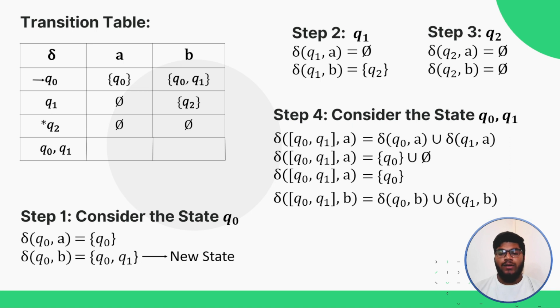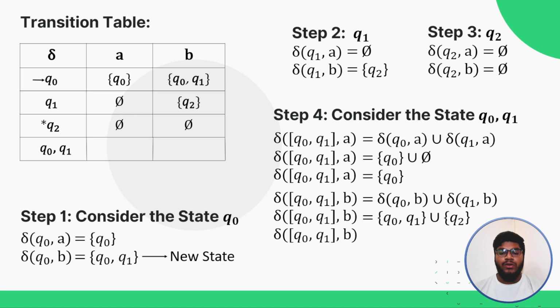So we take the values from the transition table. Now Q0,Q1 on accepting B will be: Q0 on accepting B is Q0,Q1, and Q1 on accepting B will be Q2. So we're going to combine Q0,Q1 and Q2. On combining, Q0,Q1 on accepting B will be Q0, Q1 and Q2. On combining the three states, we get Q0,Q1,Q2.